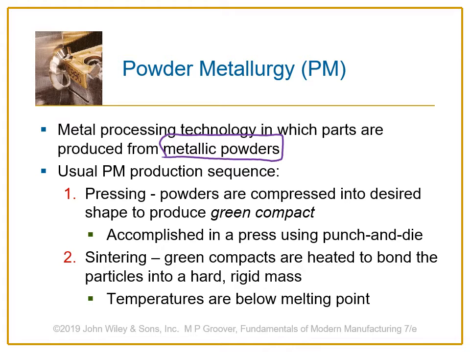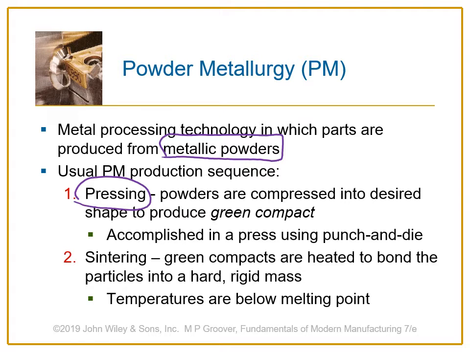Now, compression is called pressing. So we say pressing is a type of compression. We are applying pressure, and that type of pressure is compression pressure. That pressing is accomplished in a press-type machine using tools that are designed specifically for the part to be manufactured. The tooling, which typically consists of a die and one or more punches, can be expensive.